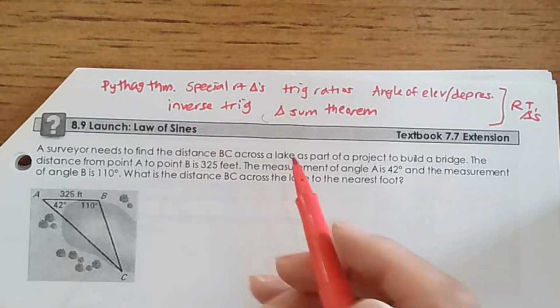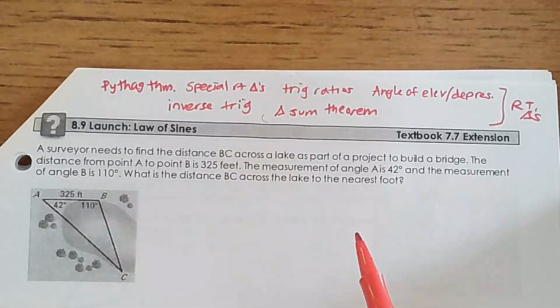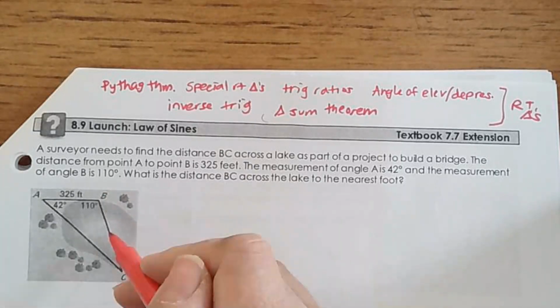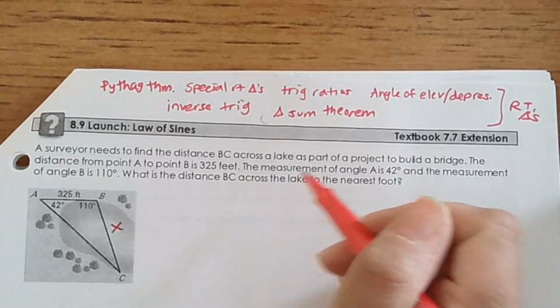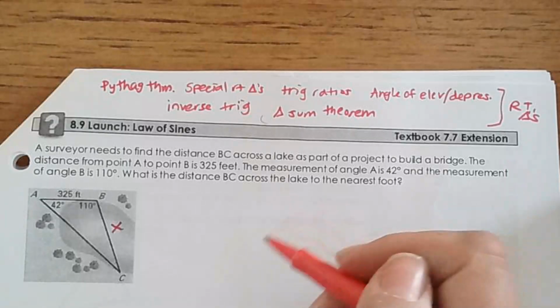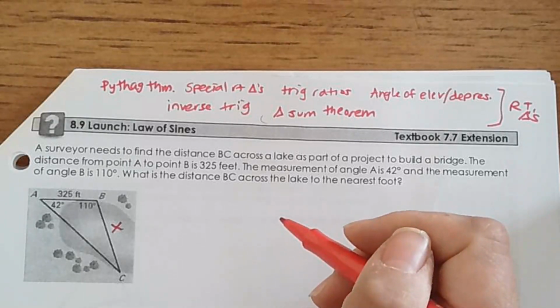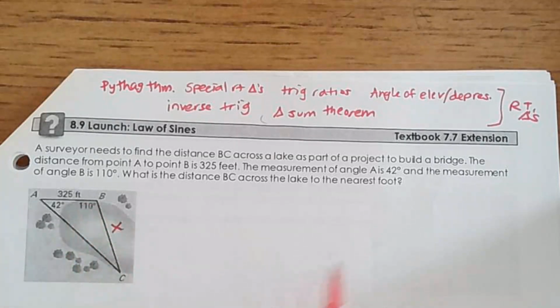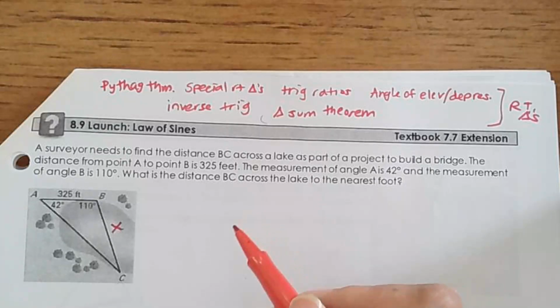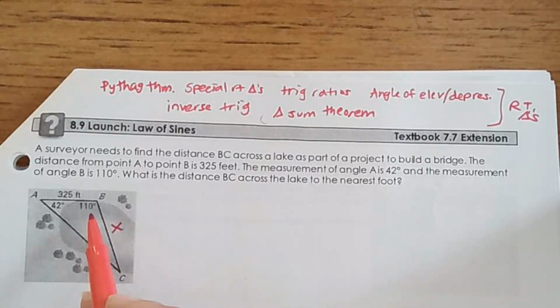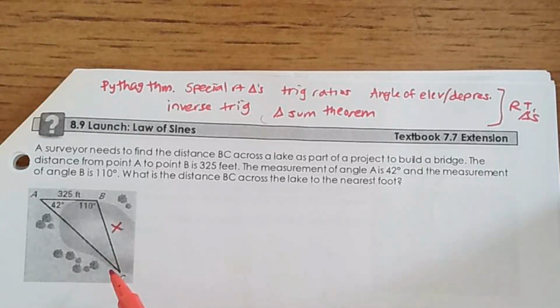called law of sines. So it says a surveyor needs to find the distance BC, so I'm going to call this X, across a lake as a part of a project to build a bridge. The distance from point A to B is 325 feet. They've already labeled that for us. The measurement of angle A is 42 degrees, and the measurement of angle B is 110 degrees, also labeled. I'm not going to find C just yet, but if we needed to, we know we could have. We're going to stick with just what's here. What would be the distance of BC across the lake to the nearest foot?